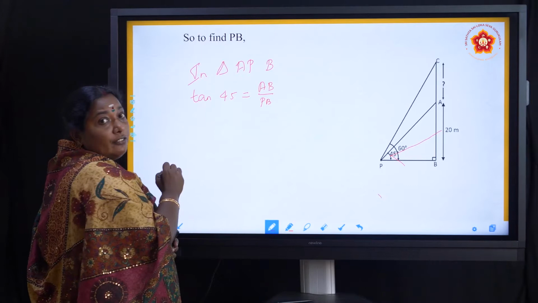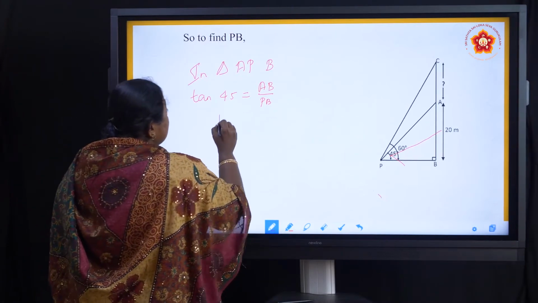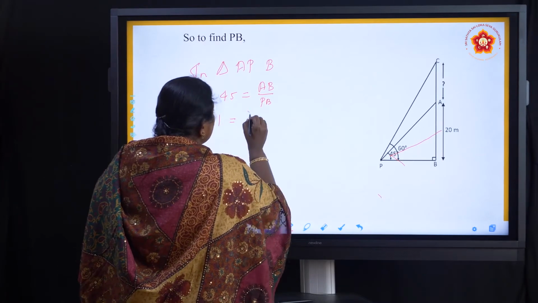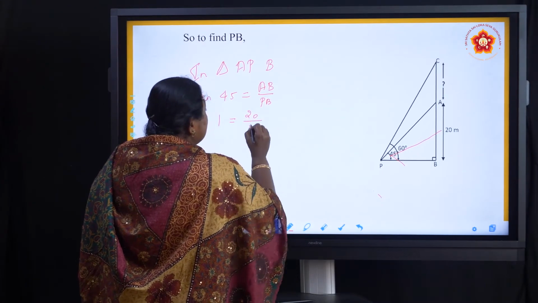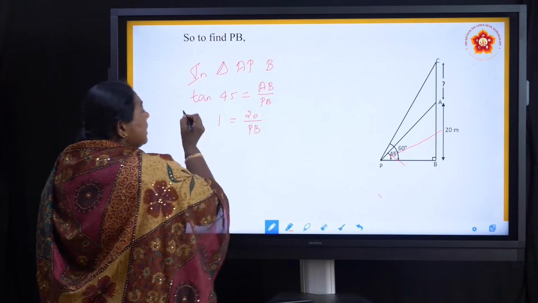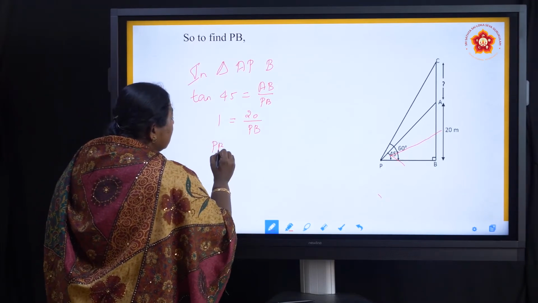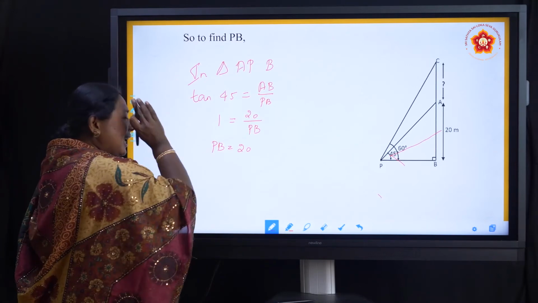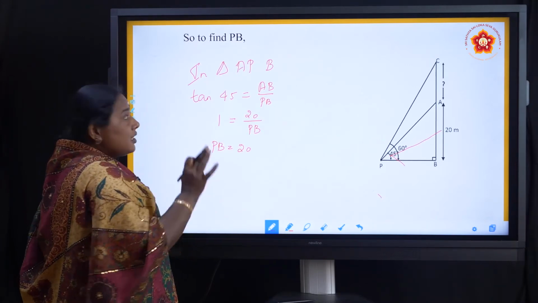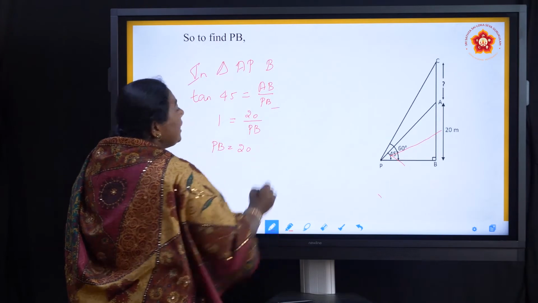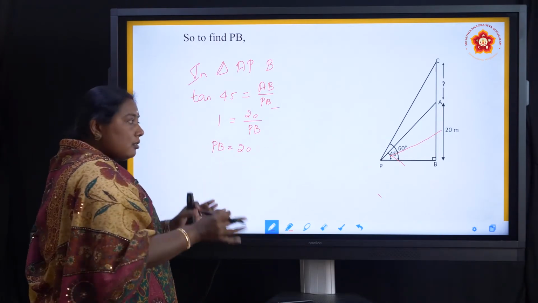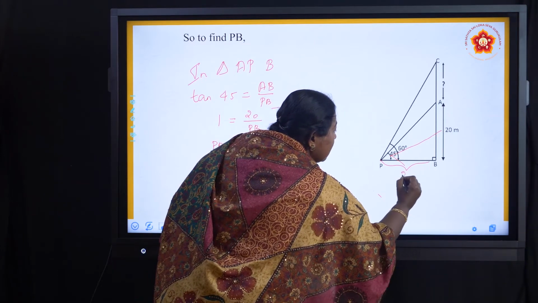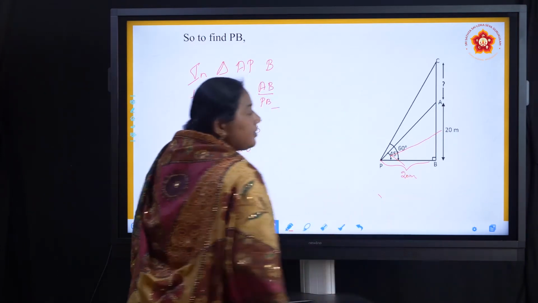So what is the value of tan 45? 1. Memorize those values. 1 is equal to, value of AB is 20, and PB, that is what I have to find. Just cross multiply. PB is equal to 20. That's all, my calculation is over. See, here the calculations are very, very easy. Just you have to write up to here correctly. Answer will come as it is. So here I got the value of PB as 20 meters.